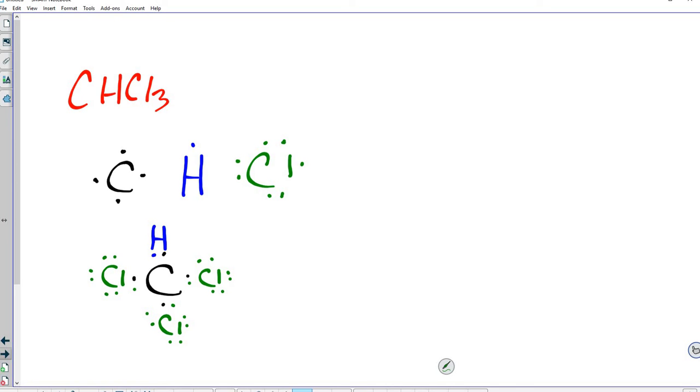Okay, what shape is it going to be? What shape's that going to be? Tetrahedral, because it has 4 things attached. Good. So I'm going to just draw one without the extra dots on our chlorine. So we have a hydrogen, we have a carbon, we have a chlorine going back into the wall, and then we have another chlorine coming out at us.